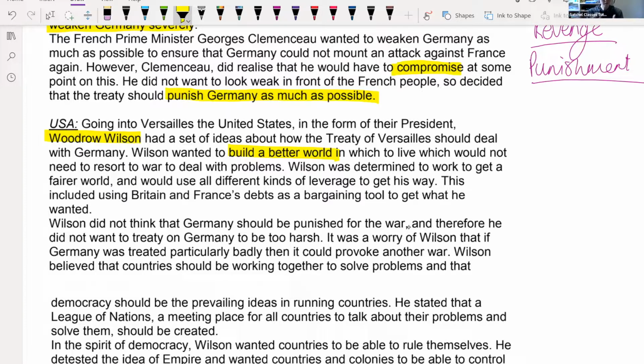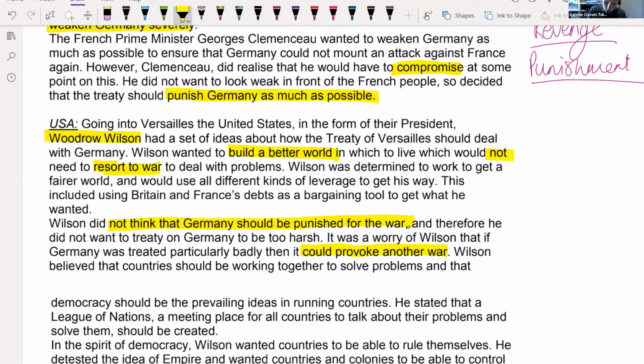That's what he believed. So he was all about giving people the opportunity to prove themselves and to make a difference. So he didn't want the world to resort to war to deal with problems. He wanted a fairer world, and he did not think that Germany should be punished for the war. So he didn't want the treaty to be too harsh. He said if Germany was treated particularly badly, then it could provoke another war. 100% right, because 20 years after this peace treaty was signed, World War II breaks out.